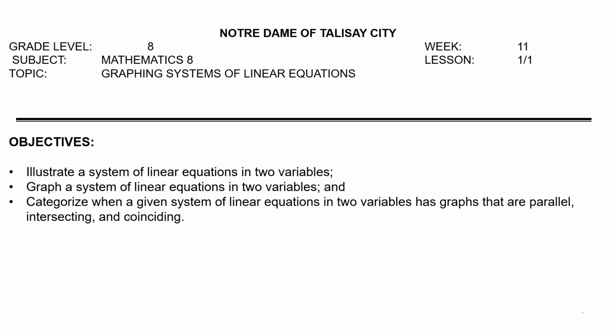So we are now in our week 11 lesson, and the objectives of this lesson are that you will be able to illustrate a system of linear equations in two variables, graph a system of linear equations in two variables, and categorize when a given system of linear equations in two variables has graphs that are parallel, intersecting, and coinciding.